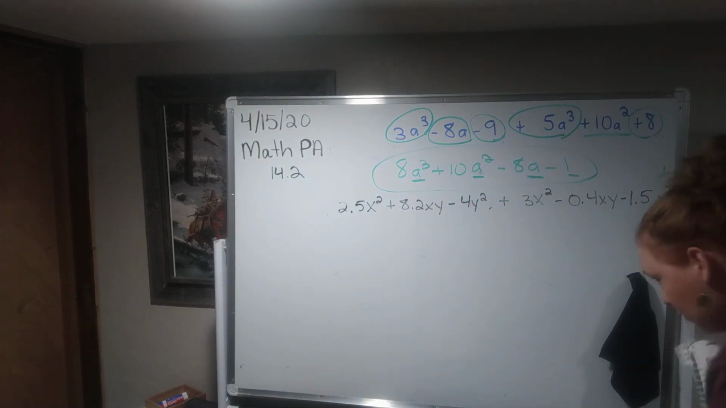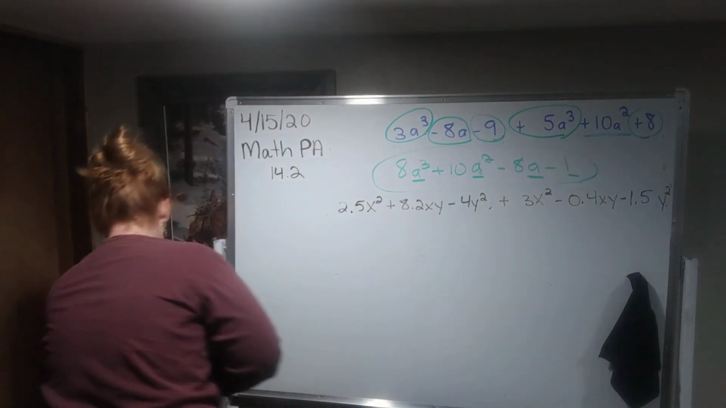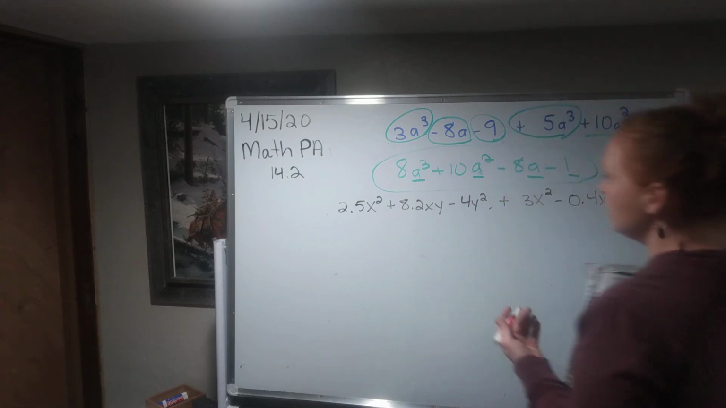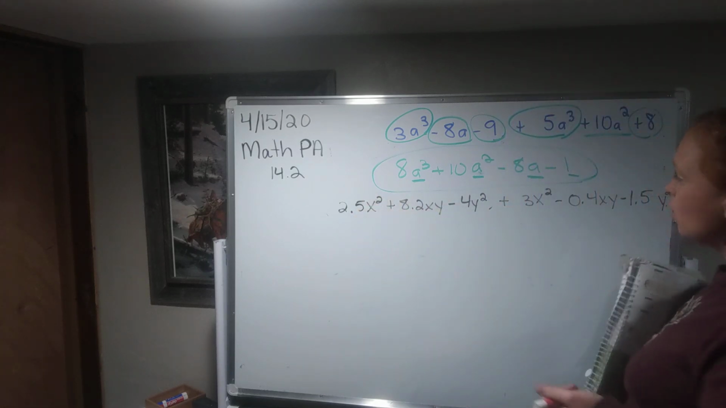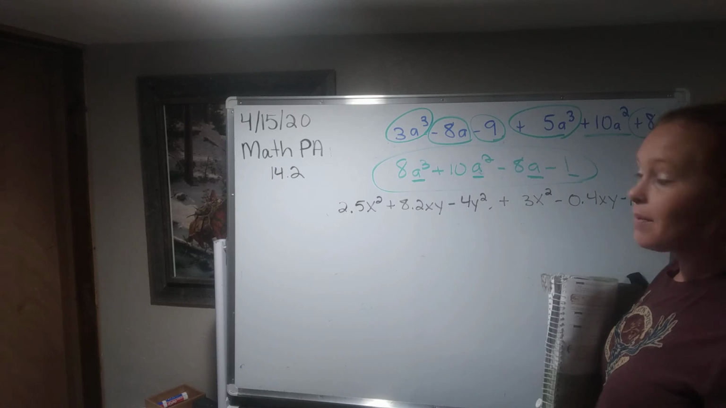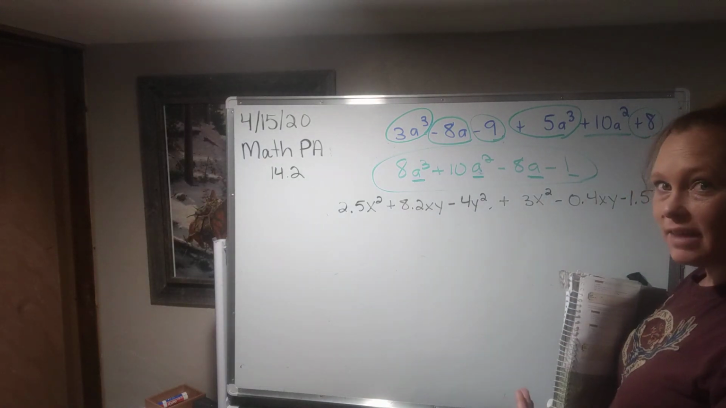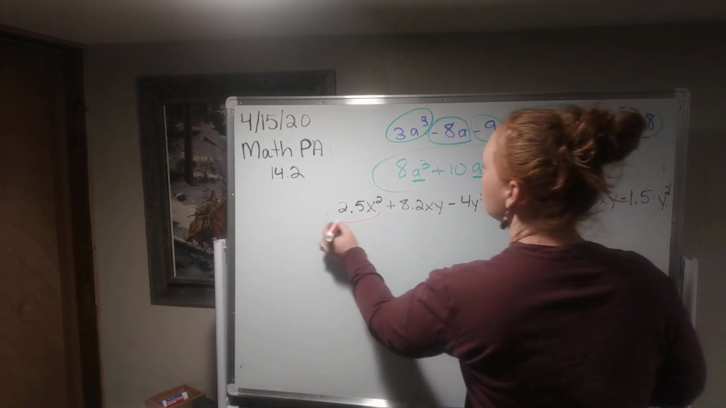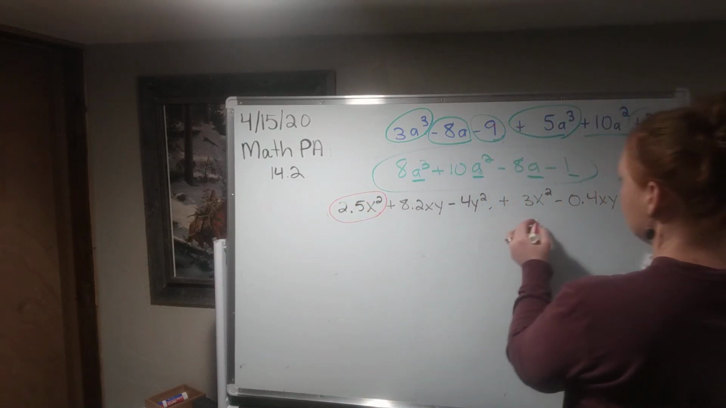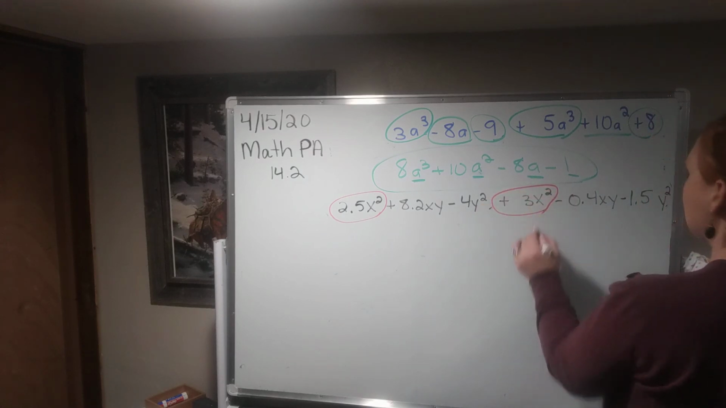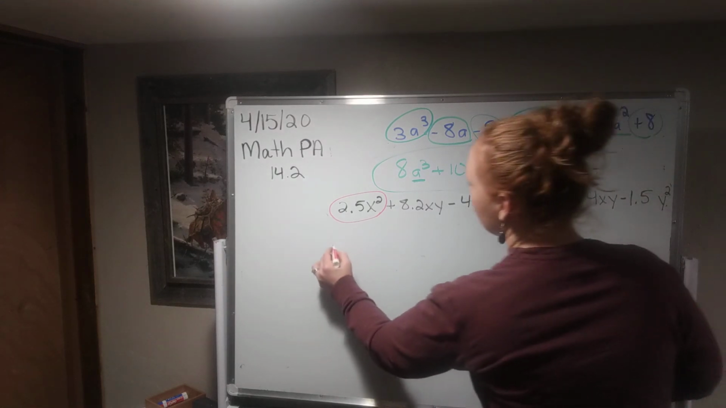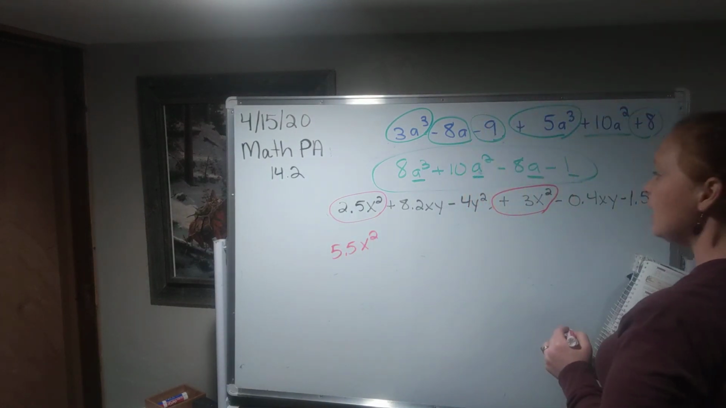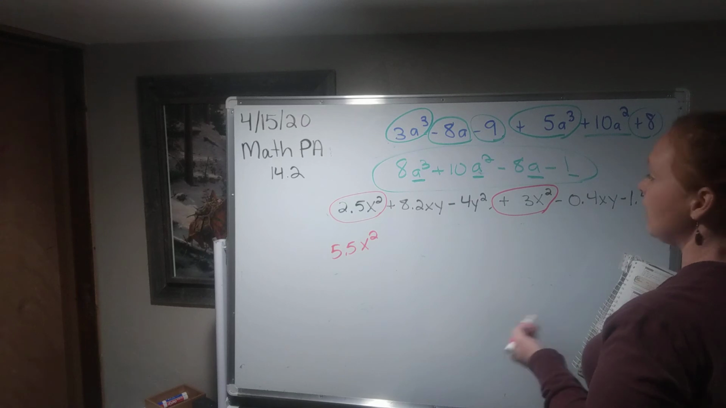Okay, and now I'm going to begin to combine these. So what do I start with? Do I start with x or y? Well, let's think about what comes first alphabetically. X comes before y in the alphabet, so we're going to start with x, and we're going to start with the highest exponent. So I see 2.5x squared. So I'm going to find any other x squareds. So I get 5.5x squared.